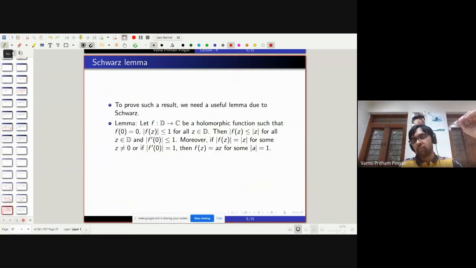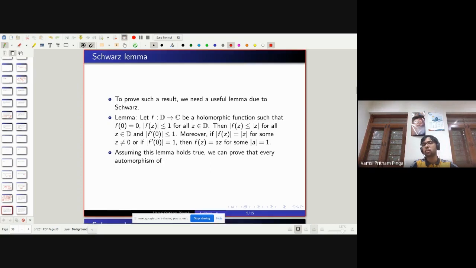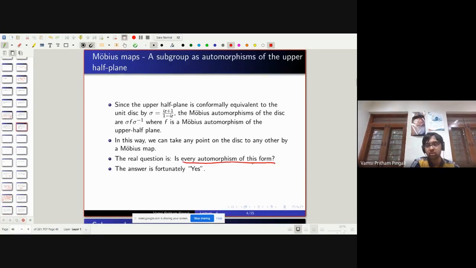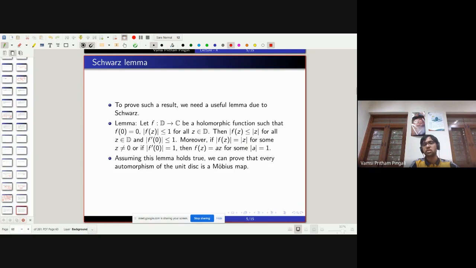So I hope this statement of Schwarz's lemma is clear. Any questions about the statement before we move on to the proof? All right, so let's move on. Assuming this lemma holds true, we can prove that every automorphism of the unit disk is a Mobius map. What is our goal? Why did we start discussing Schwarz's lemma? Because we wanted to answer this question in the affirmative.